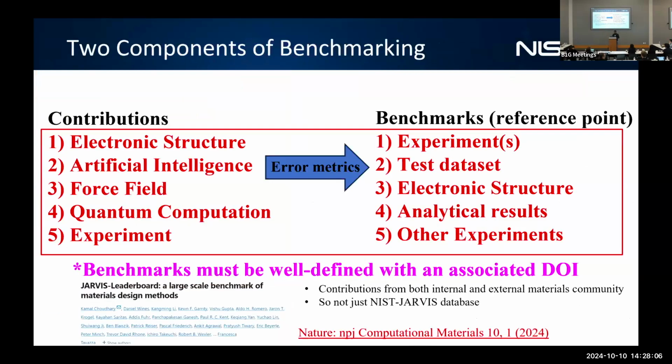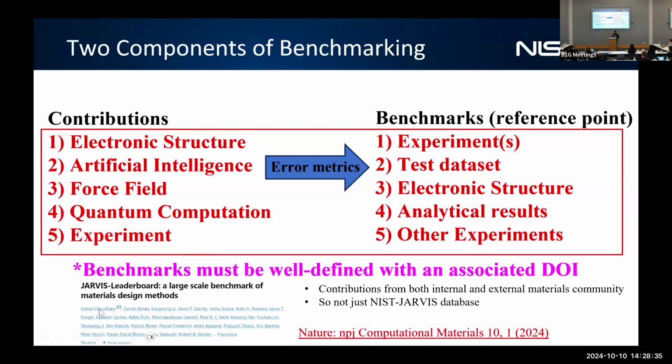Now, when I talk about benchmarks, there are two main components to it. First called benchmarks and second called contributions. A benchmark is a reference point which must have a peer-reviewed DOI article with it. This is a minimum criterion to call that a benchmark. Now, for electronic structure calculations like DFT or tight binding, it's experimental data we compare to. For artificial intelligence, the test data. For force field, it's electronic structure. For quantum computation, it's the analytical result. And for experiments, other experimental results.